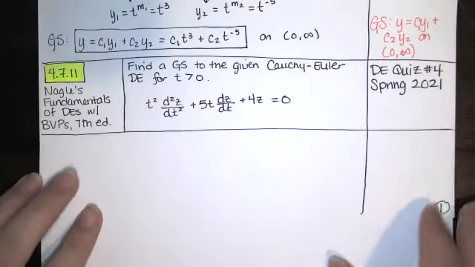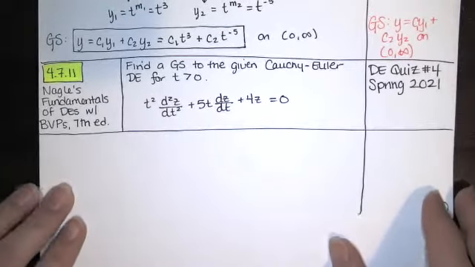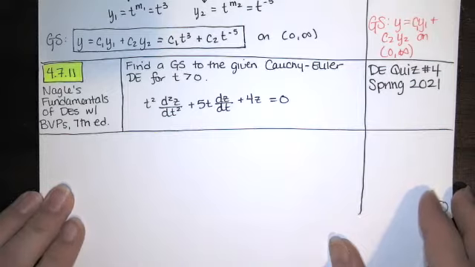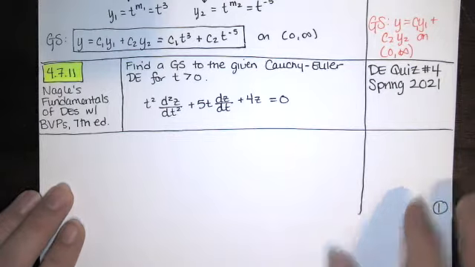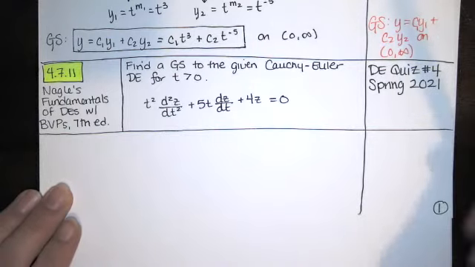In this video, we solve problem 4.7.11 from Nagle's Fundamentals of Differential Equations with Boundary Value Problems, 7th edition. We're asked to find a general solution to the given Cauchy Euler differential equation for t strictly greater than 0.